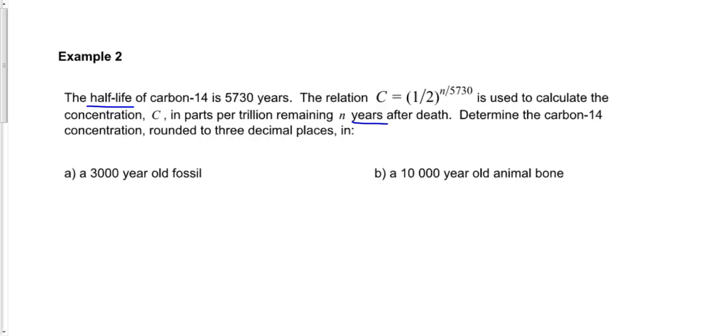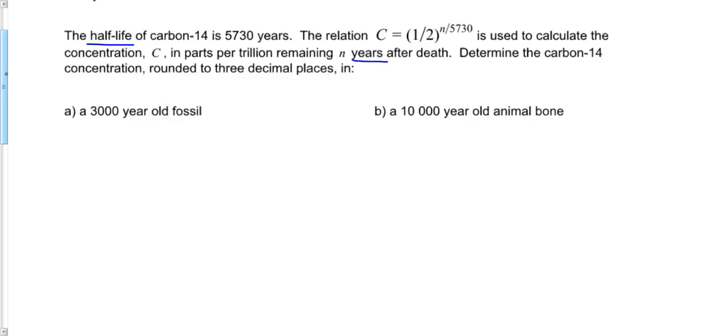So what I know is the formula. I'm just going to quickly write out the formula. So C is equal to, and I'm going to convert my fraction of 1/2 into a decimal of 0.5, to the exponent n over 5730. Okay, so my exponent is n over 5730. It's an exponent, it is not a multiplication piece, okay? So don't multiply 0.5 times n divided by 5730. Don't do that, okay?